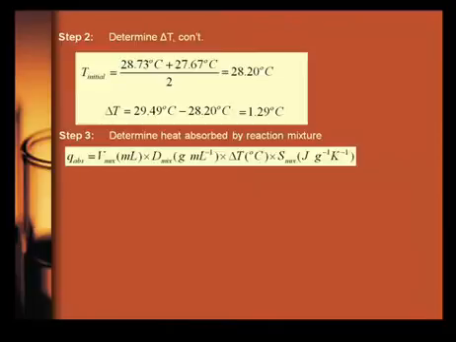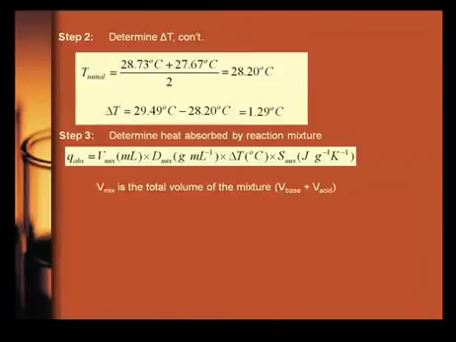The next step is determining the heat absorbed by the reaction mixture. And Q absorbed is equal to V of the mixture in milliliters times D mix of the mixture in grams per milliliter times delta T in degrees C times S of the mixture in joules per gram per K.